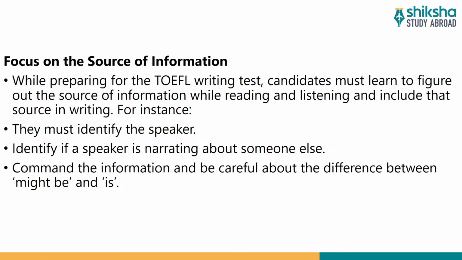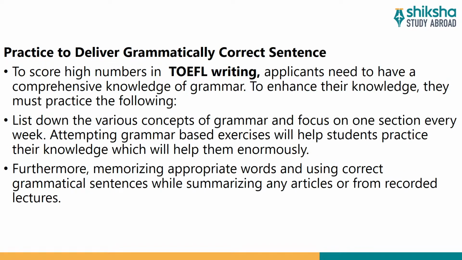Now, focus on the source of information. Very important. So, while preparing for the TOEFL writing test, candidates must learn to figure out the source of information while reading and listening, and include that source in writing. So, for instance, they must identify the speaker, identify if a speaker is narrating about someone else, and be careful about the difference between might be and is, because the meaning of these two words and phrases is very different. Something which is might be, that means it's not for sure, and something which is, that means it is happening for sure.